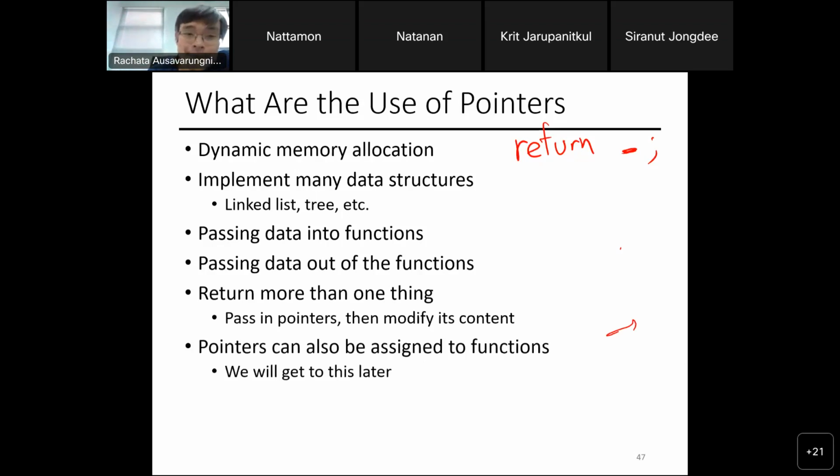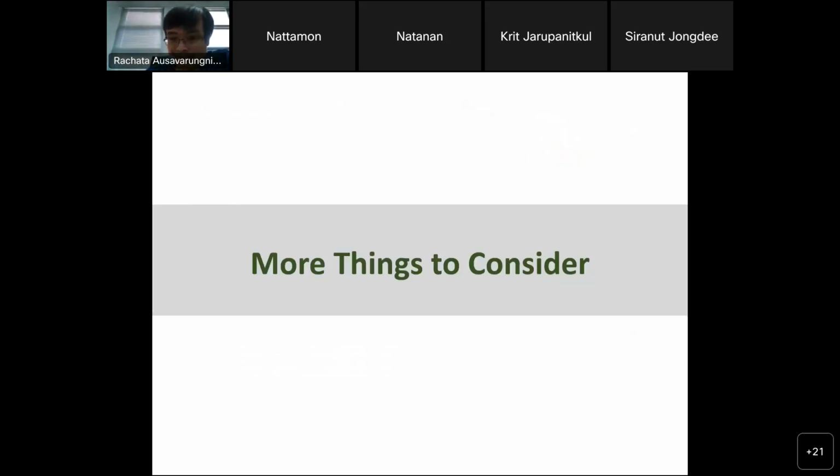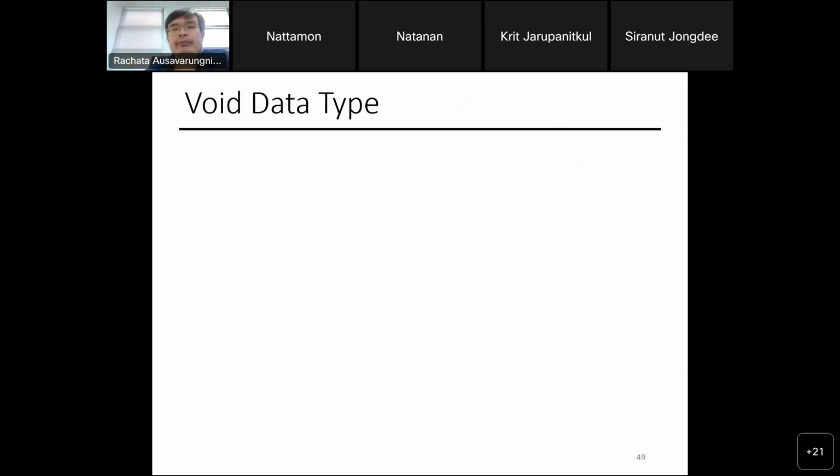You can also use pointers to assign a pointer to a function. We'll get to this in a bit, which is more to consider here. First, sometimes you use a pointer and you have a pointer that you created, but you don't know what the data type should be yet, depending on the program.